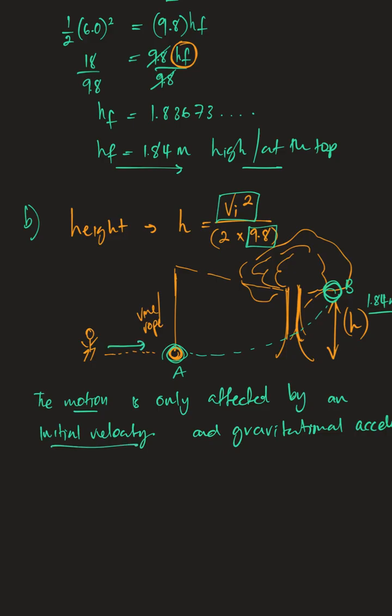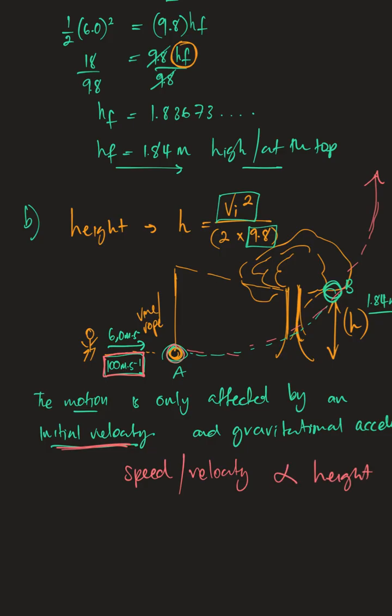Right, now think about it like this. In this situation, I was moving at 6 meters per second. What happens if I was moving at 100 meters per second? Would I go higher? Yes, because if I'm moving faster and I catch on to this thing, I'm going to end up doing something crazy like that. I'm going to end up over there, if I had 100 meters per second. So the faster you go, the higher it moves. So speed or velocity is directly proportional to height. Can you see that?